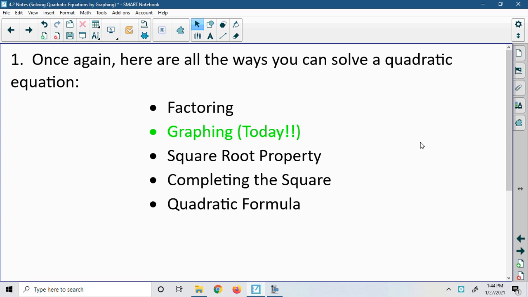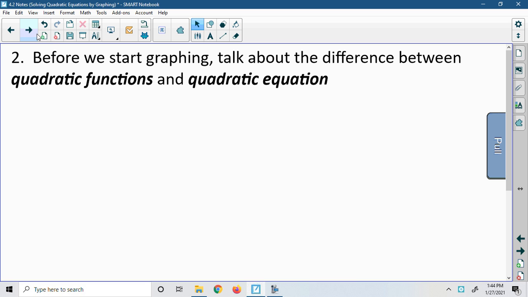Okay, so on to number one on the notes. Once again, here are all the ways you can solve quadratic equations. Factoring we did yesterday, graphing's today, and then there are a few more coming up throughout the rest of the chapter. By the end of this chapter, you'll have plenty of tools in your toolbox to solve a quadratic equation.